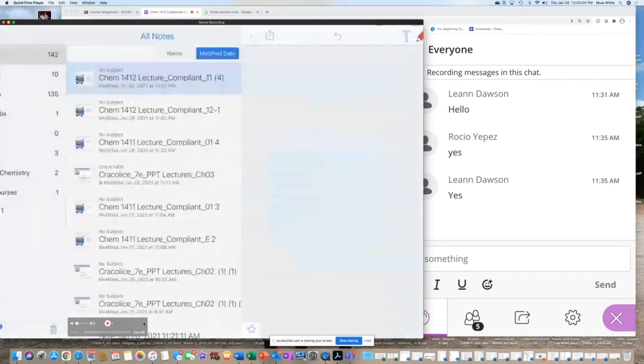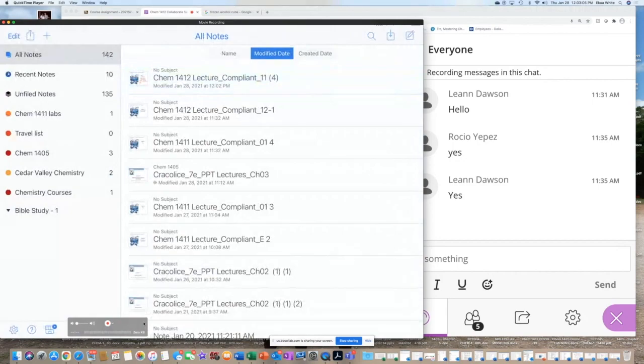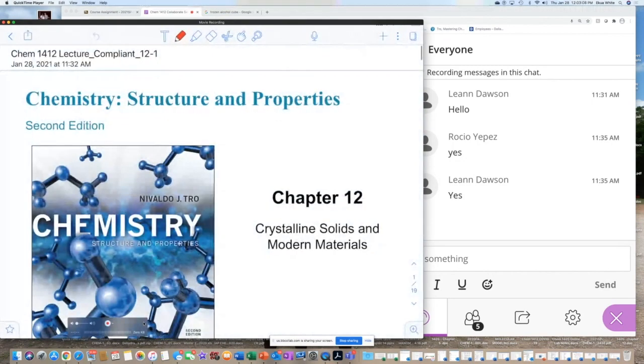Okay. If we don't have any other questions, I actually already downloaded the other slide. So I have this here. This slide helps us to answer the questions that are coming up in this weekend's lab, where we're talking about crystalline solids and then modern materials.